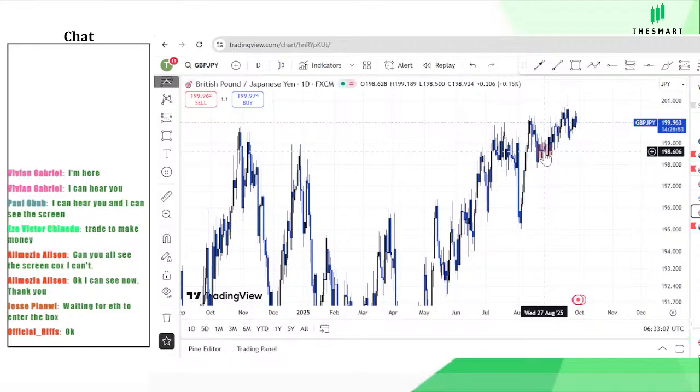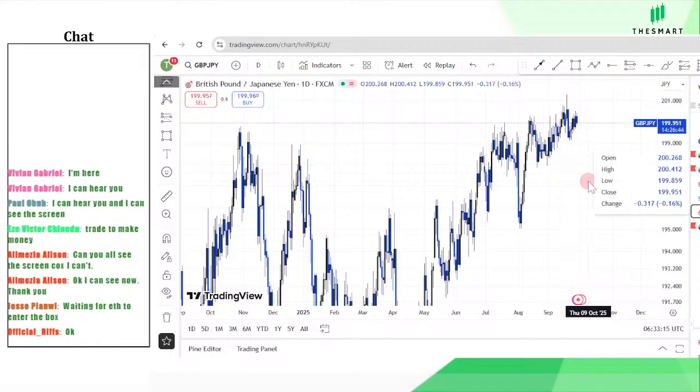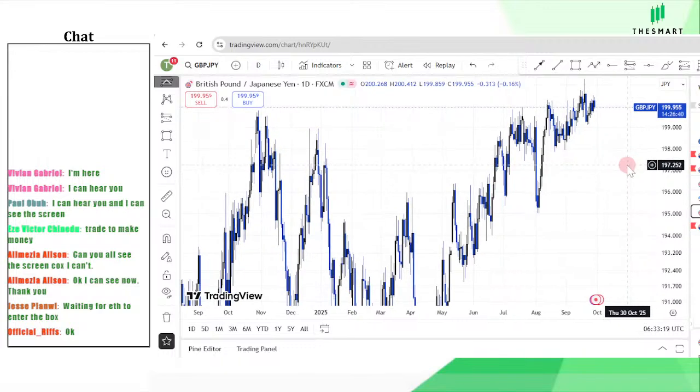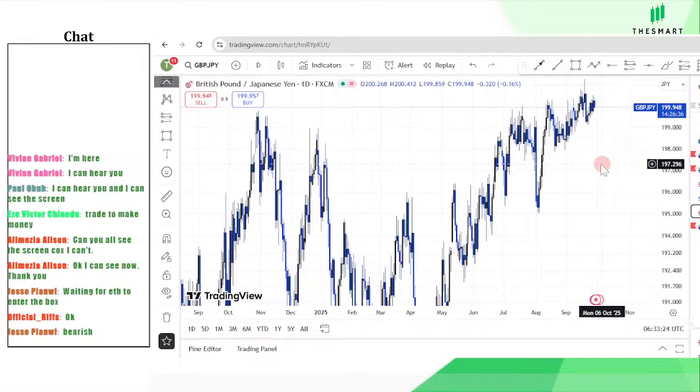Are we bullish on GBP JPY or are we bearish? Bullish or bearish, looking at the daily time frame? Before I proceed, are we bullish or are we bearish? Let's know your thoughts. We are bearish. Okay.